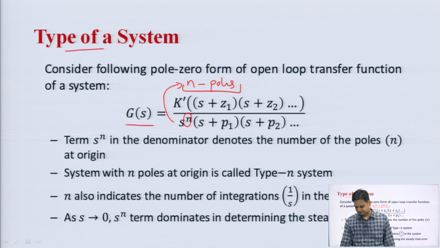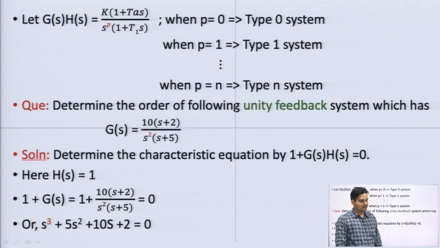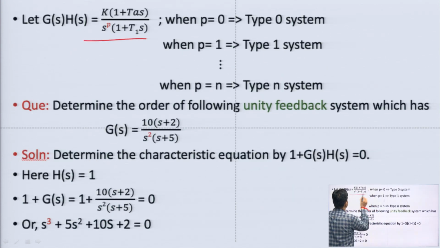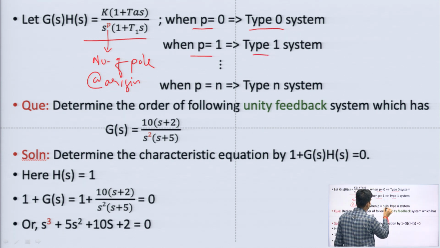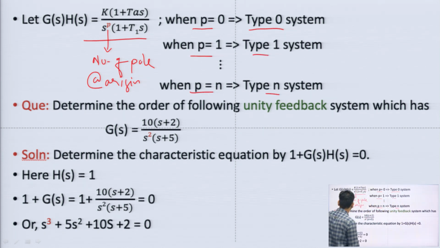So, you have to observe the open loop transfer function, observe the denominator expression and check the number of poles at the origin. Okay. In the same way, this is another example where I am assuming that this is a transfer function given by this, where this p term gives me the number of poles at the origin. So, when p equals 0, we can say it is a type 0 system, when p equals 1, type 1, and when p equals n, type n.